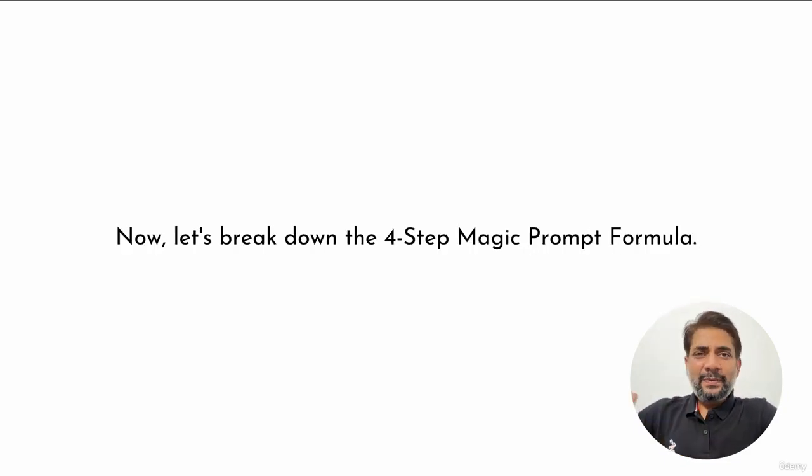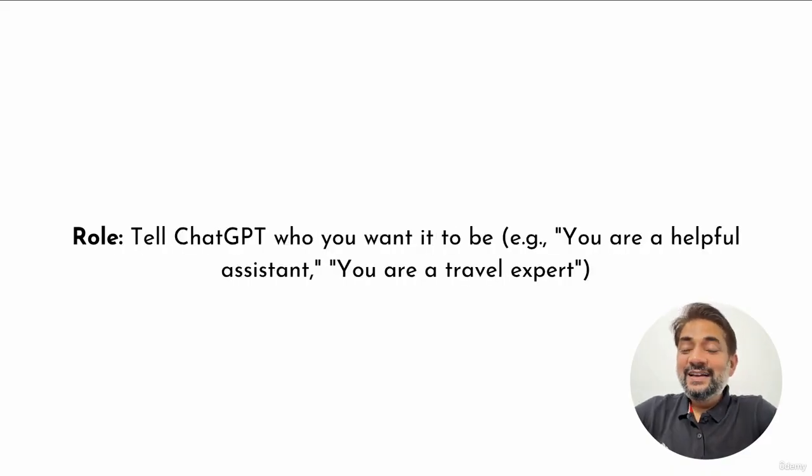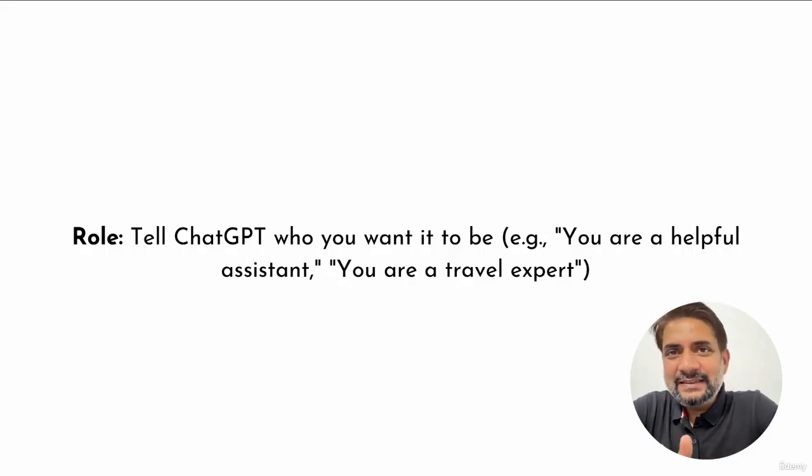Now, I have prepared a 4-step magic prompt formula for you that makes your task of prompting very easy. So what is it? It starts with role. You need to first tell ChatGPT or whatever AI tool you are using who you want it to be. You want it to be a helpful assistant, a travel expert, an accountant, a consultant, a marketing guru, a marketing coach, a life guru, an astrologer. Whatever you want ChatGPT to be, you have to first define a role.